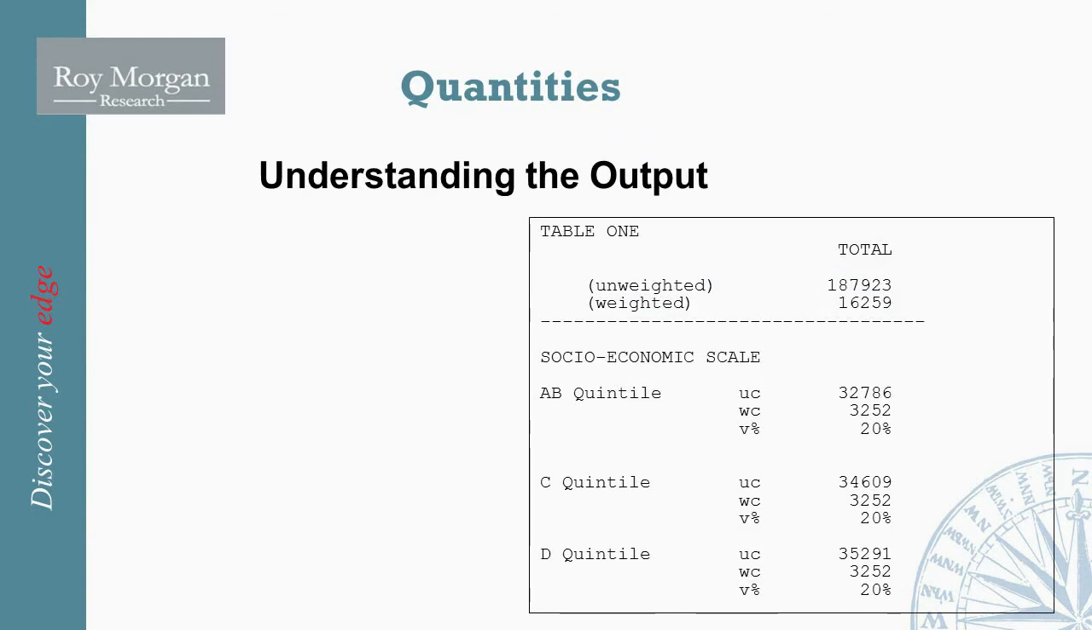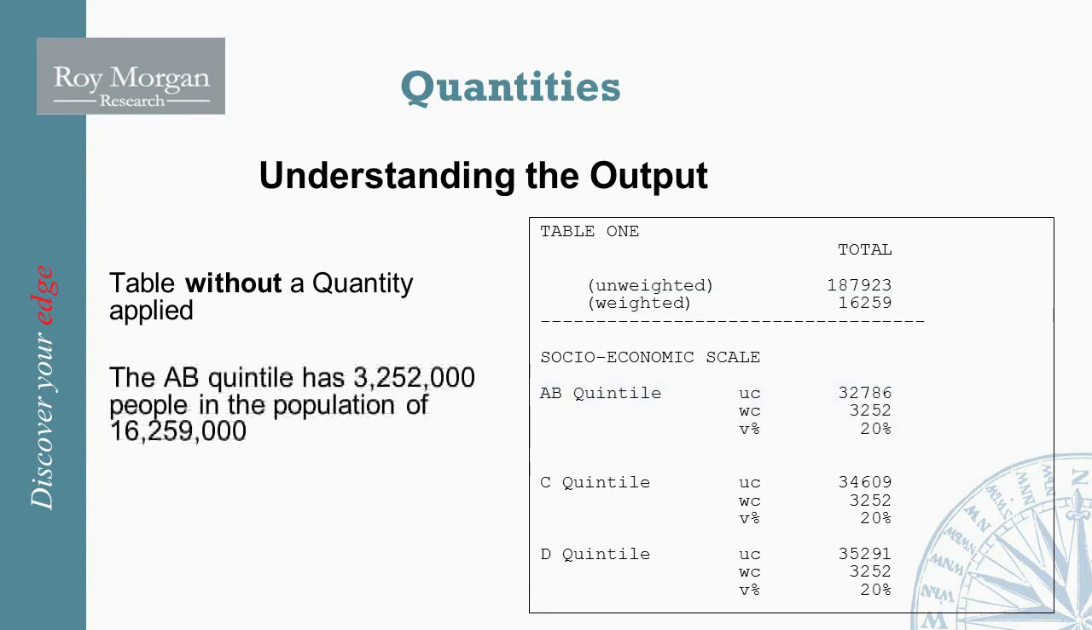Looking at understanding the output now, with this table, this does not have a quantity applied. It's just a regular table. So the figures that you're looking at refer to population. We have an overall unweighted count and a projected population figure of weighted count. And then we have our AB quintile figures. So the UC, the WC, the V% all refer to population. And we can see that the AB quintile is 20% of the population.